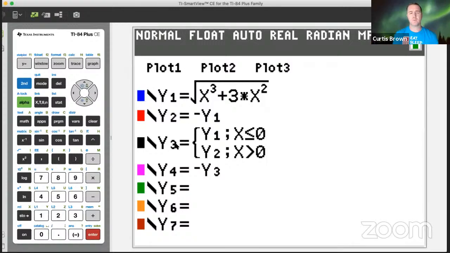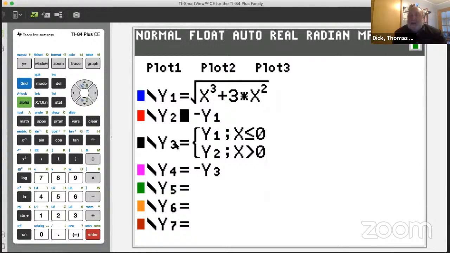Hey, Tom. Yes, go ahead. We have a question that's probably on your Y3. Can you show us briefly how you got that piecewise definition there? Sure. Walk us through the process, maybe. Absolutely. In fact, what I'll do is I'm going to define Y4 from scratch. Okay, that sounds great.